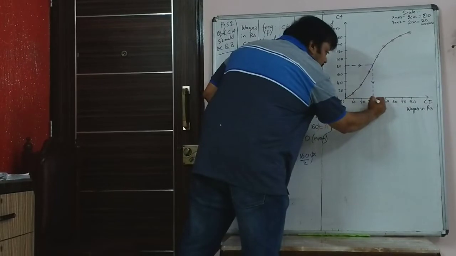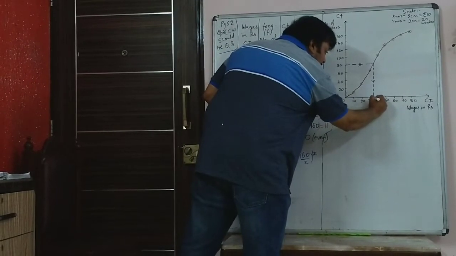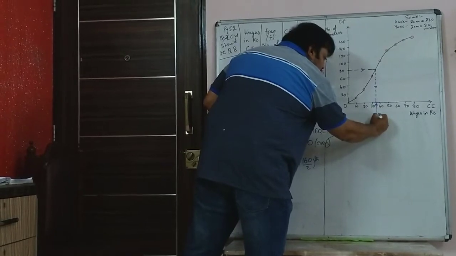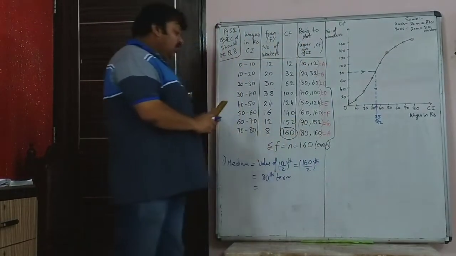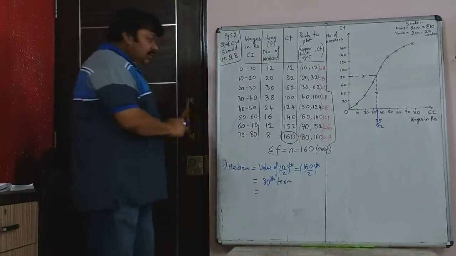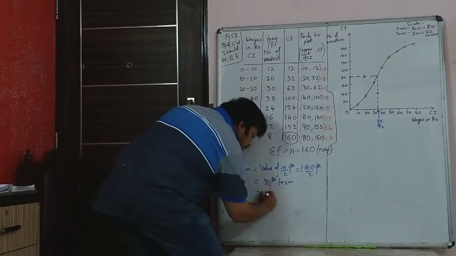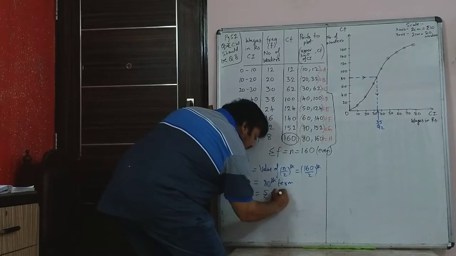Now this point is the value of the median. So that is Q2. So the median is not 80, it is rupees 35.